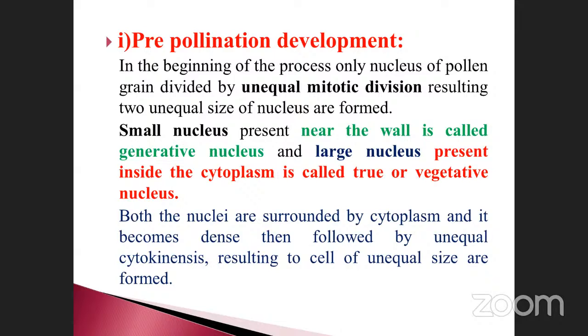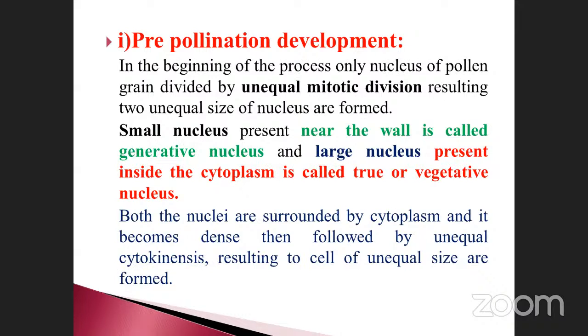Otherwise it is called the pollen tube nucleus; they may ask such questions. The vegetative nucleus is otherwise called what? The true nucleus. It is the largest one, present in the cytoplasm. This is the smallest one, near the wall. Both the nuclei are surrounded by cytoplasm that becomes dense, followed by unequal cytokinesis. This is cell division, otherwise called mitosis, which is why it is given here as mitotic division, resulting in cells of unequal size.